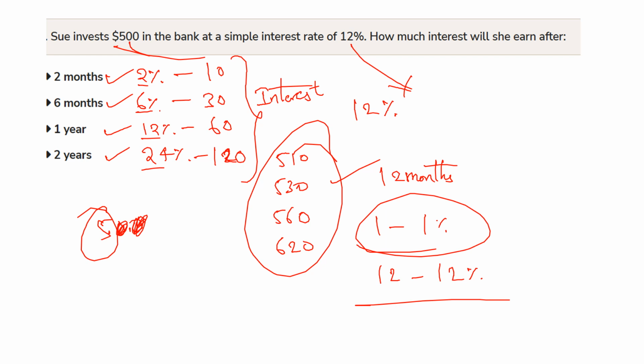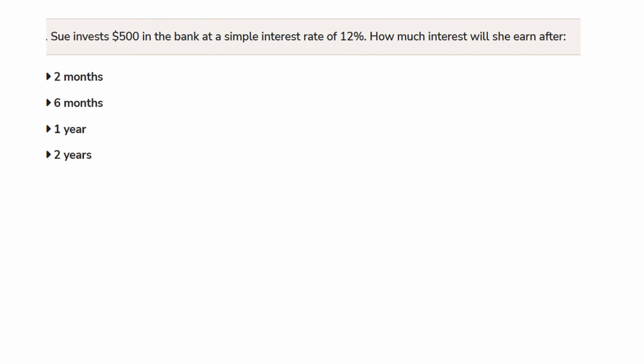If they ask you to find the total amount, it means principal amount plus interest. This should be the total amount. Got it? So here in this case, these are the values. This is the way we can find out simple interest without using any formula here. Got it? Let's move to the next question.